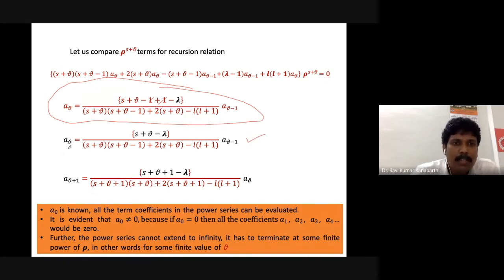So the recursion relation here is between a nu and a nu minus 1, right? Earlier we got two recursion relations in fact: one in the case of the simple harmonic oscillator, the other one when we were trying to solve the hydrogen atom theta of theta equation.